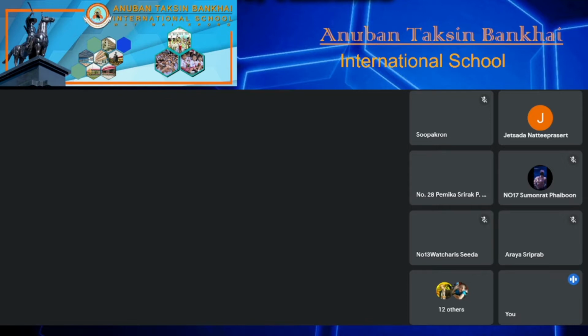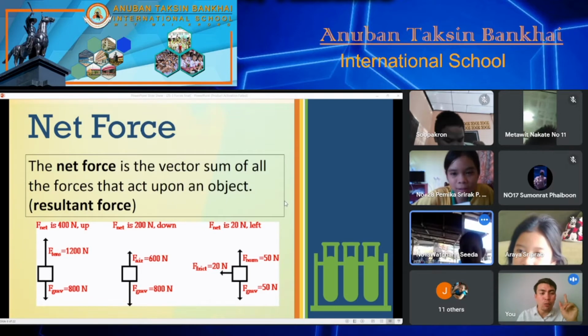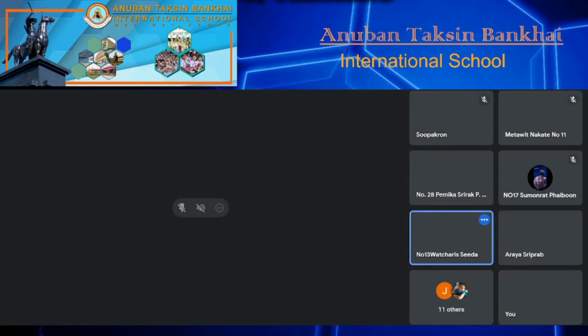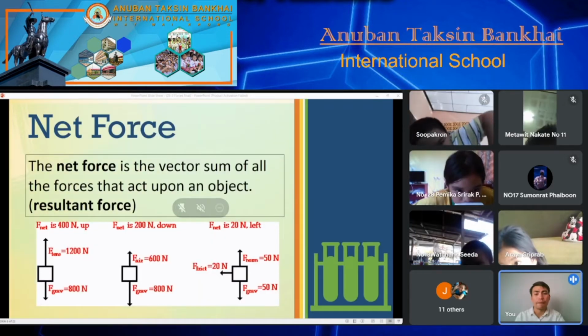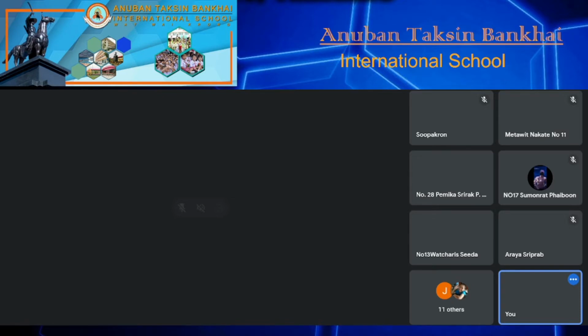Now, for the next example, we have here 800 newton going down and 600 newton going up. So, how much is the net force, boys and girls? Up or down? If one is up, one is down, we are going to minus. So how much is the net force here? 800 newton down, 600 up, 200 newton. Where will the object go? Up or down? Down. 200 newton down. That is the net force.